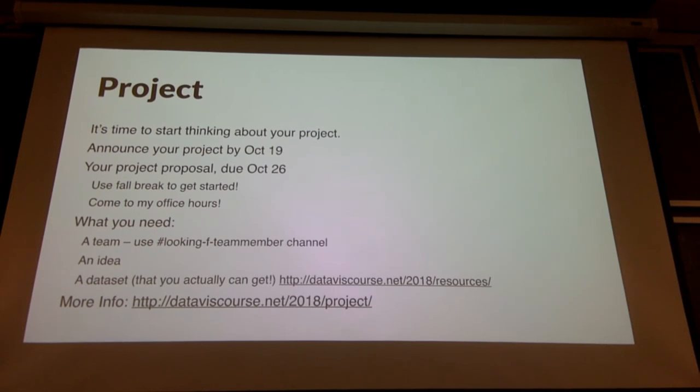So it's about time to start thinking a little bit about your project. The first stage of the project is to announce your project title and your team by October 19th, so this is about a month from now. But it's time to start thinking about what you want to do and who you want to work with. Your project proposal, where you need to figure out the details, is due on October 26th. And so I would recommend that you use fall break to think about this and get started on your proposal.